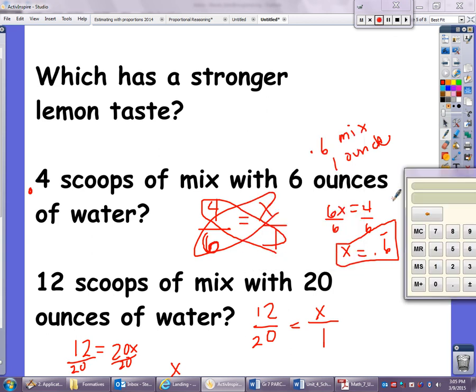is 0.6. So they're actually pretty close, but one of them has 0.6 repeating, 0.66 mix per 1 ounce, and this one only has 0.60 per 1 ounce. So this one, because it's more per 1 ounce, would be a stronger lemon taste.